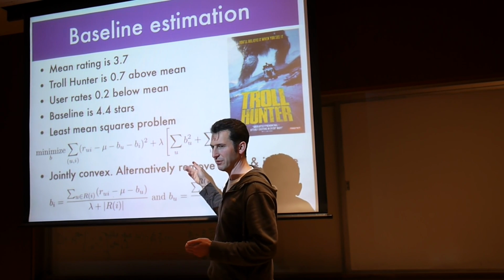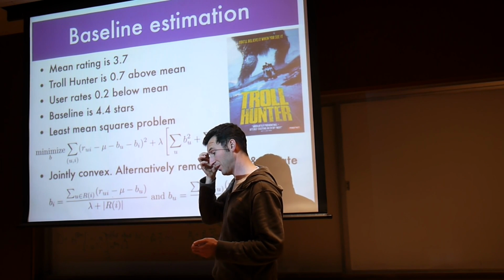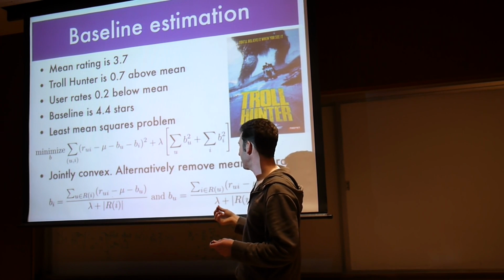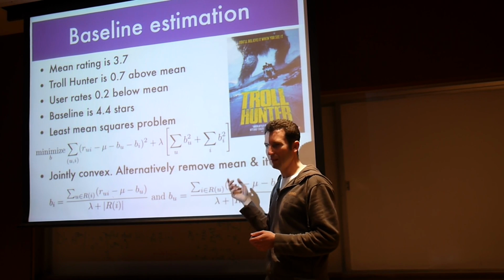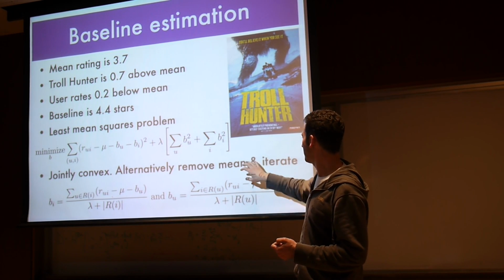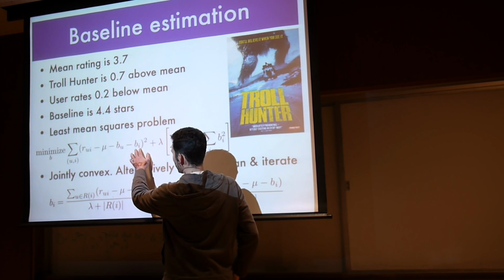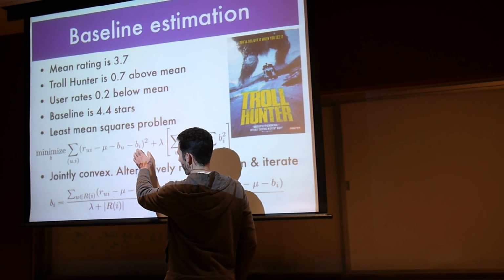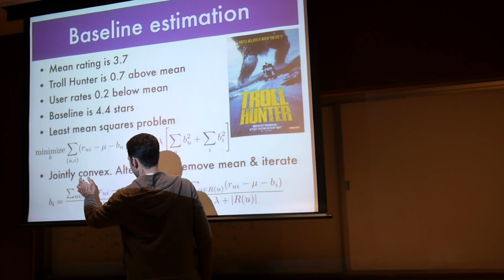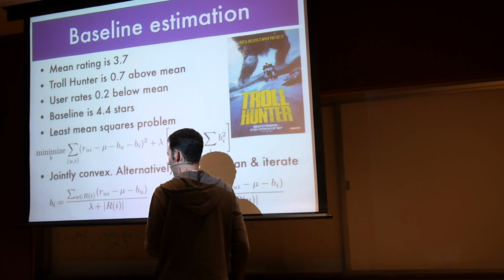Now this is jointly convex, which is a nice thing. So you can just, for instance, cast gradient descent over it, or you could iterate and just remove the means throughout. So for instance, if I look at the optimization problem in the b_i, well, that's actually very easy to solve. I'm going to show you that on the whiteboard.